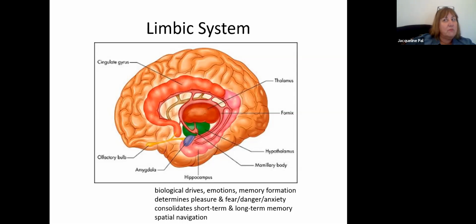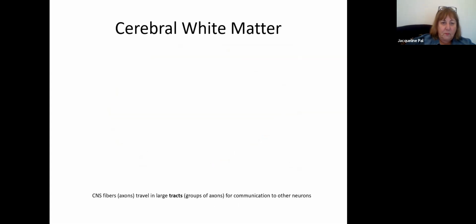Limbic system also has to do with fear, danger, anxiety, and pleasure. As you can see, those are all emotion related. And it's also where we're going to consolidate short-term and long-term memory. Come back and talk about that with memory later on.